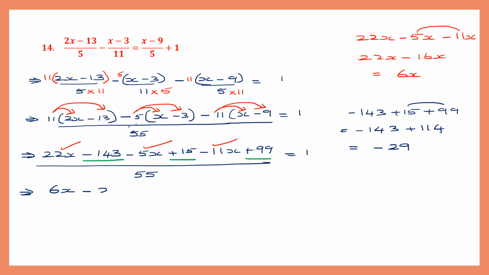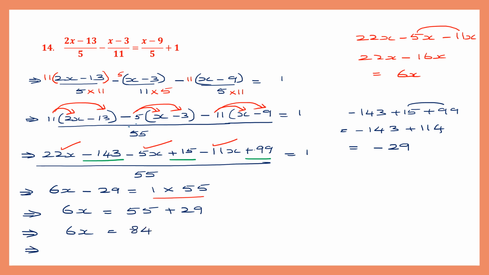So 6x minus 29 is equal to 1 into 55 because we have transposed 55 to the other side. So now we're going to find the value of only 6x. So 6x is equal to, now on this side we have 1 into 55. 1 into 55 is 55. And then we're going to move this minus 29 to the other side. It becomes plus 29. So now 6x is equal to 55 plus 29 is 84.